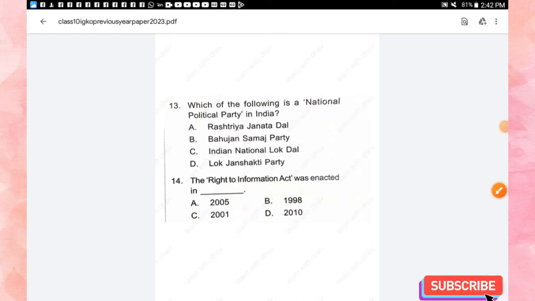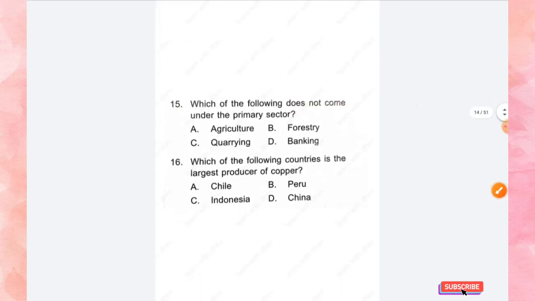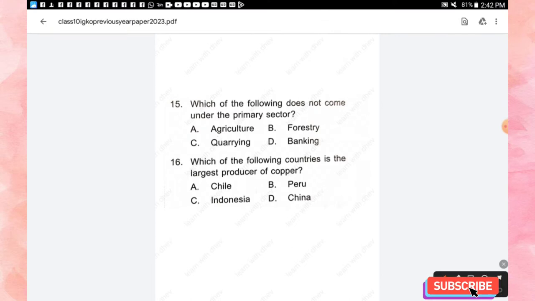Question number 14. The Right to Information Act was enacted in ___. Options are 2005, 1998, 2001, 2010. The right answer is option A, 2005. Question number 15. Which of the following does not come under the primary sector? Options are agriculture, forestry, quarrying, banking. The right answer is option D, banking.